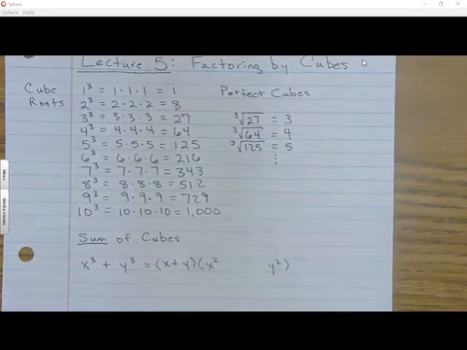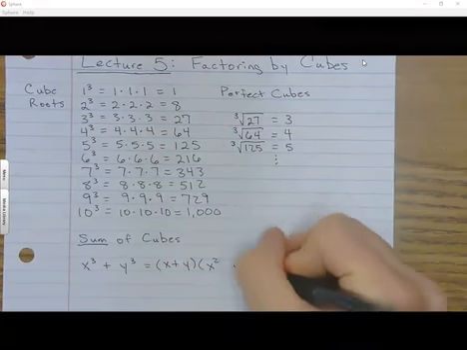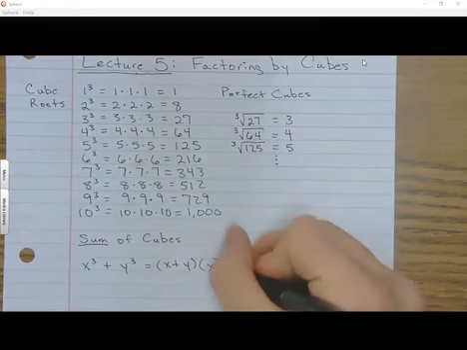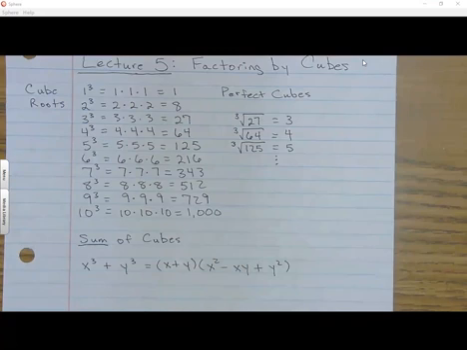And then in the middle, we're going to multiply the two parts together. So x times y is going to give me xy. And then I put down a minus and a plus. So this is the first formula. It's called sum of cubes.